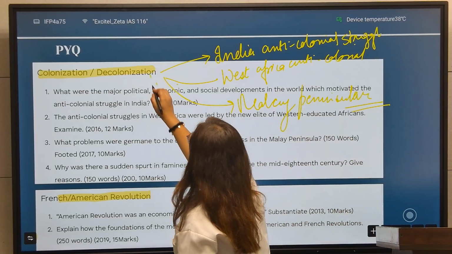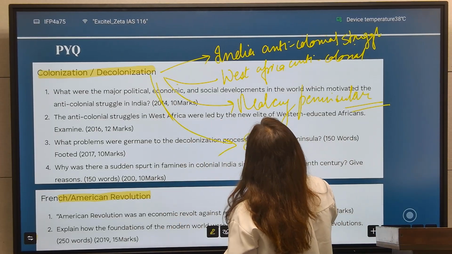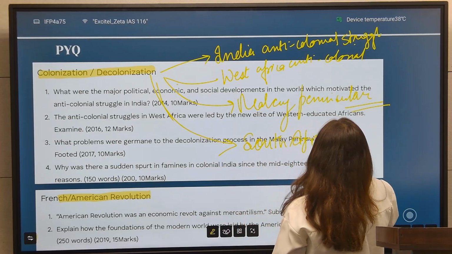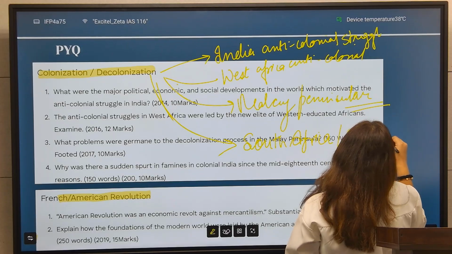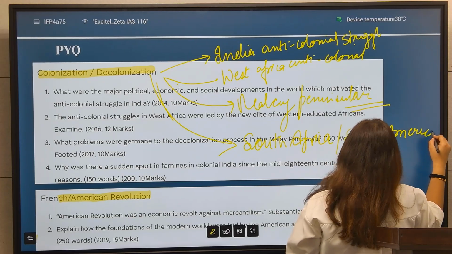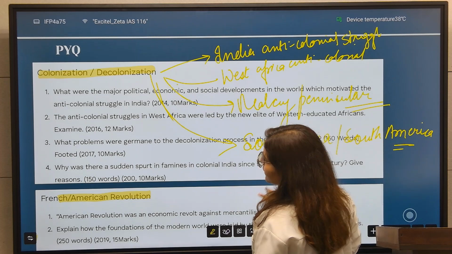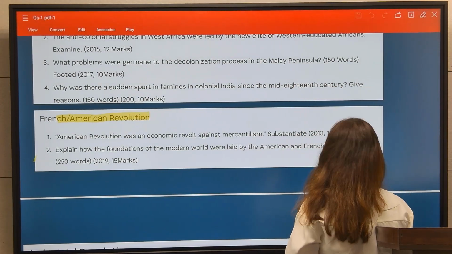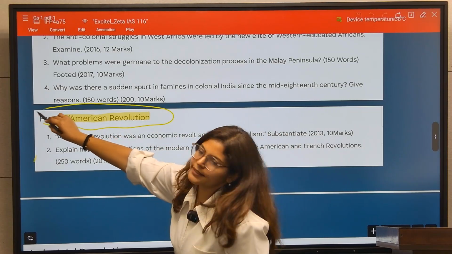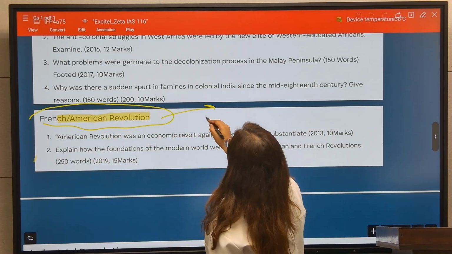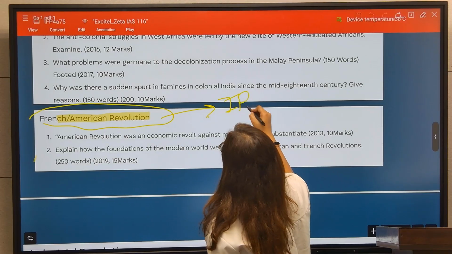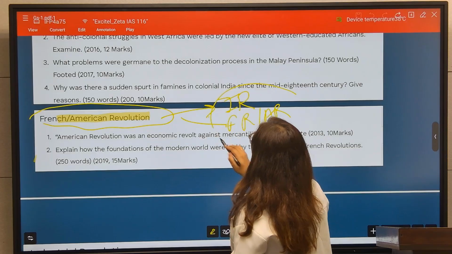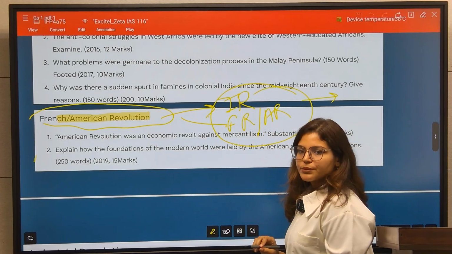Now, South Africa and South America you also have to prepare. Second theme is the French and American Revolution. So, Industrial Revolution, French Revolution and American Revolution: these three topics you have to prepare notes on.